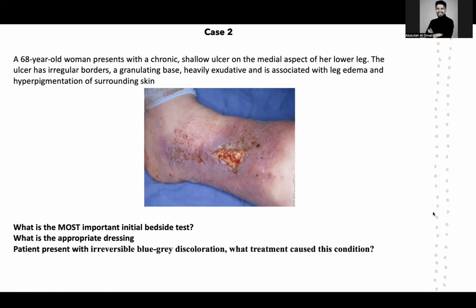Bedside is going to be ankle brachial index, and the venous duplex. We can confirm our diagnosis, but the main idea is that the initial investigation is not for confirming our diagnosis. However, we rule out other conditions like arterial ulcer for these patients.